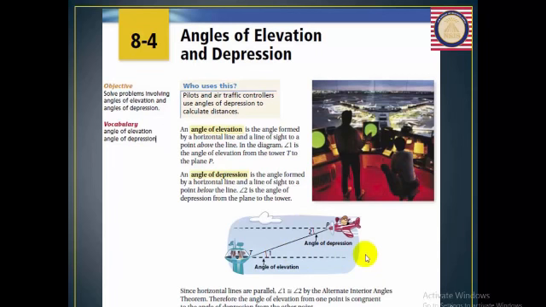In solving problems using the Pythagorean theorem, we're going to revise the Pythagorean theorem in the coming video. I hope you enjoy it.